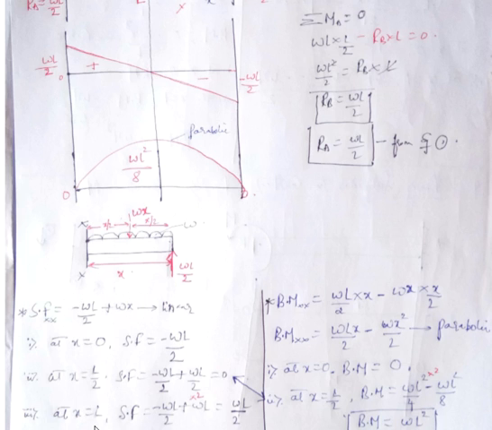Then when x equal to L, that is at this extreme end, the value is plus WL by 2. Okay, from here I am extending the line and I am joining it here, so the value is plus WL by 2, and the line used for joining this is linear. This is about shear force diagram. Then we'll move on to bending moment diagram.